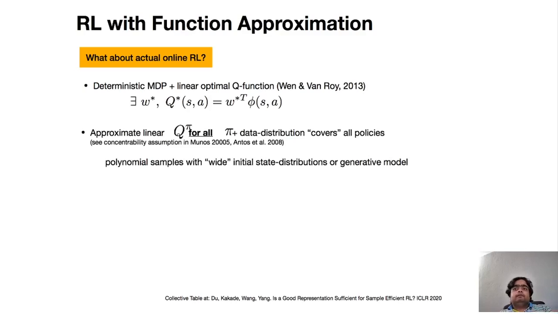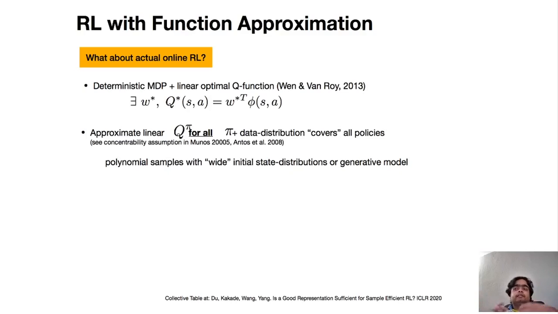Similarly, another bound that was shown was that if you have approximate linear Q pi for all policies pi in the MDP, which means that you can roughly represent Q pi using a linear function over some features for all possible policies in the MDP. So consider all possible exponentially many policies in the MDP.